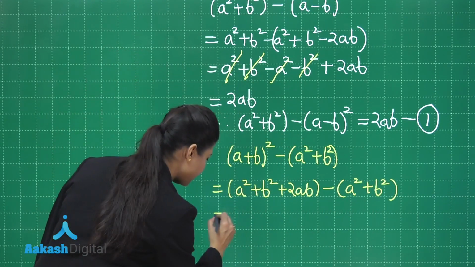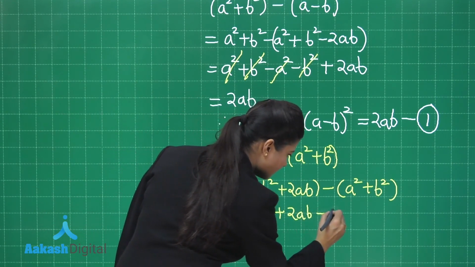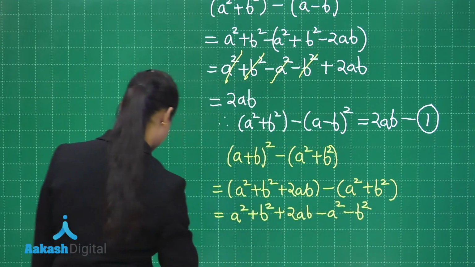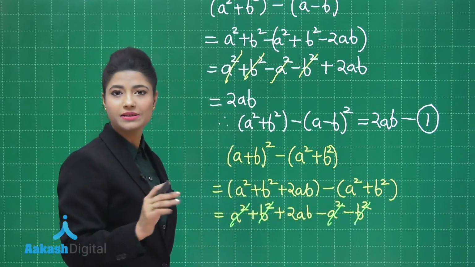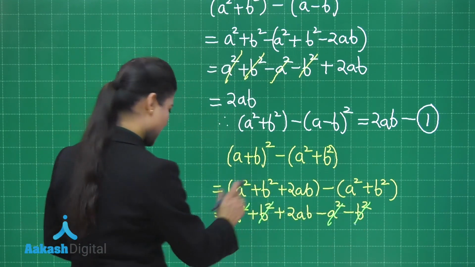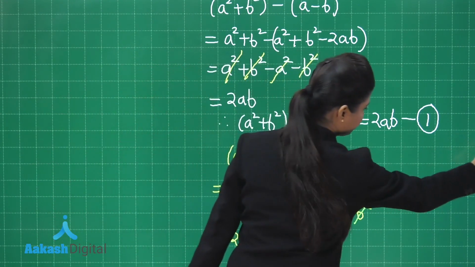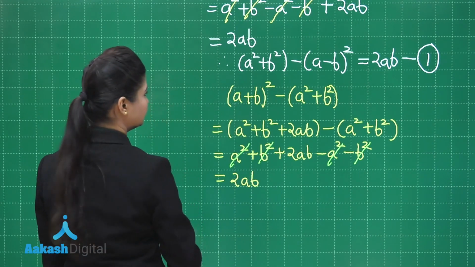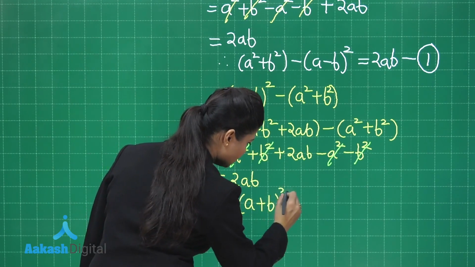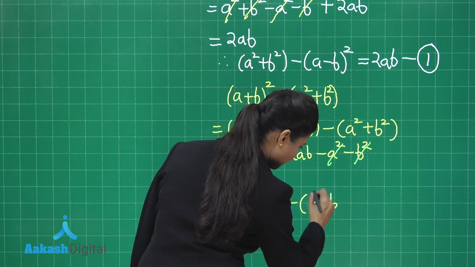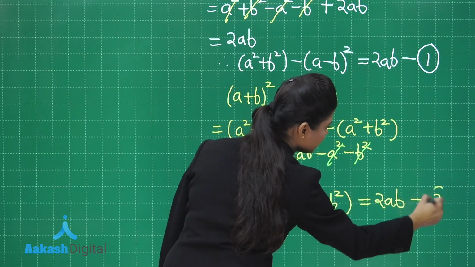When you will open up the bracket, here it results a square plus b square plus 2ab minus a square minus b square. And you can clearly find plus a square plus b square minus a square minus b square gets totally cancelled. And here I am left with the term 2ab. Now, this gives me a clear idea that in this case, when I am considering a plus b whole square minus a square plus b square, this is equal to 2ab. Let me consider this as equation number 2.